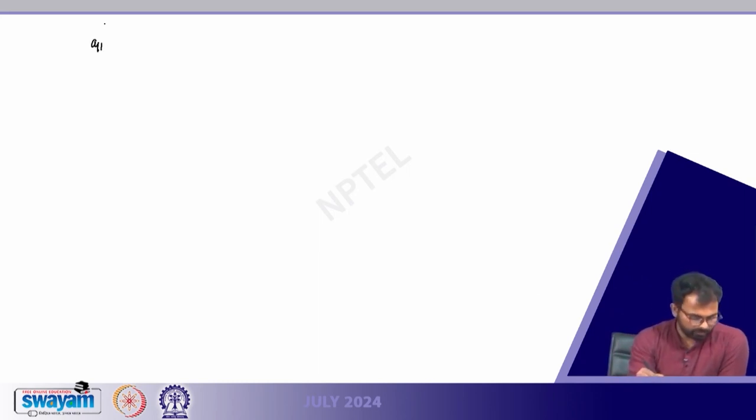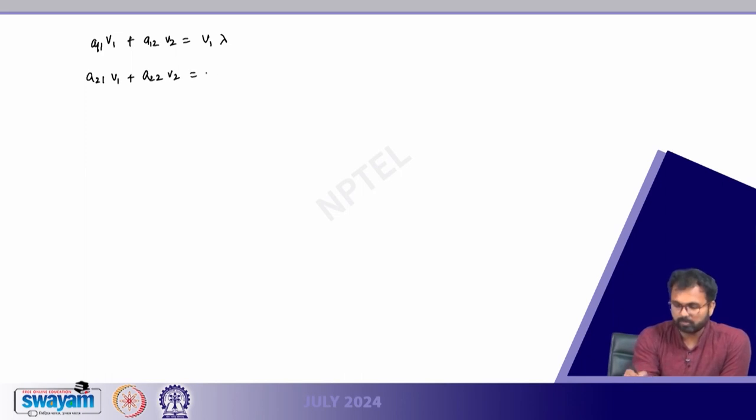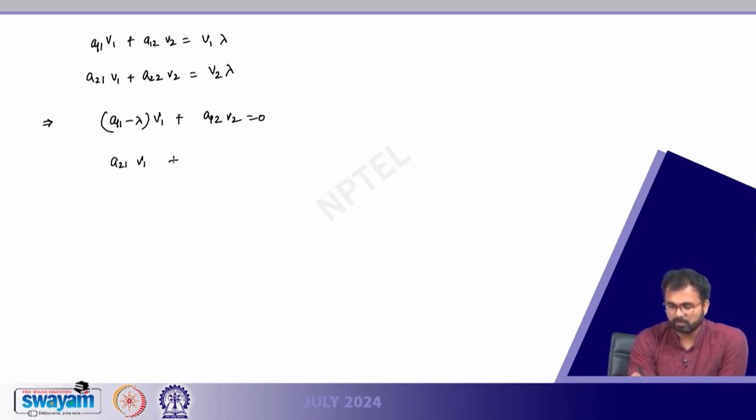a11 into v1 plus a12 into v2 equals v1 times lambda, and a21 into v1 plus a22 into v2 equals v2 times lambda. So, this can be written as a11 minus lambda into v1 plus a12 into v2 equals 0, and a21 v1 plus a22 minus lambda into v2 equals 0, right.